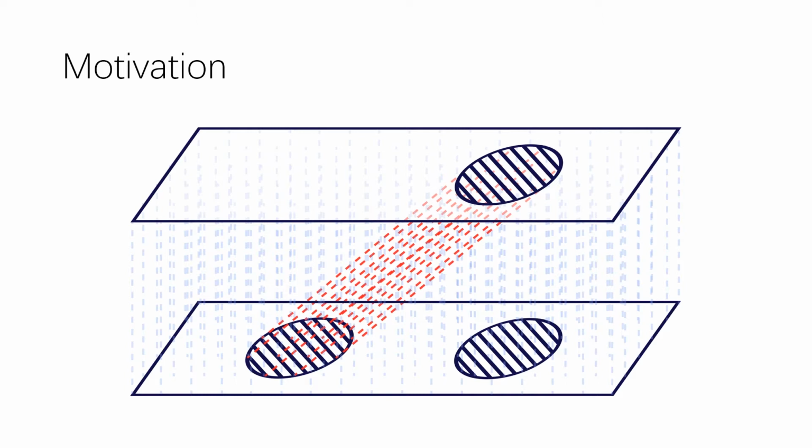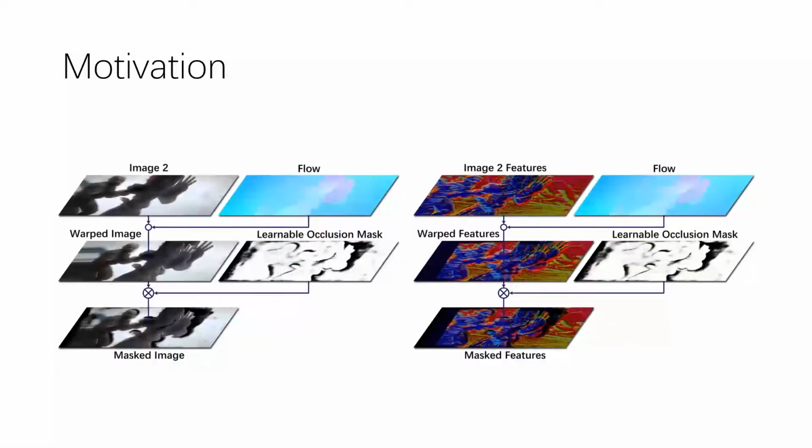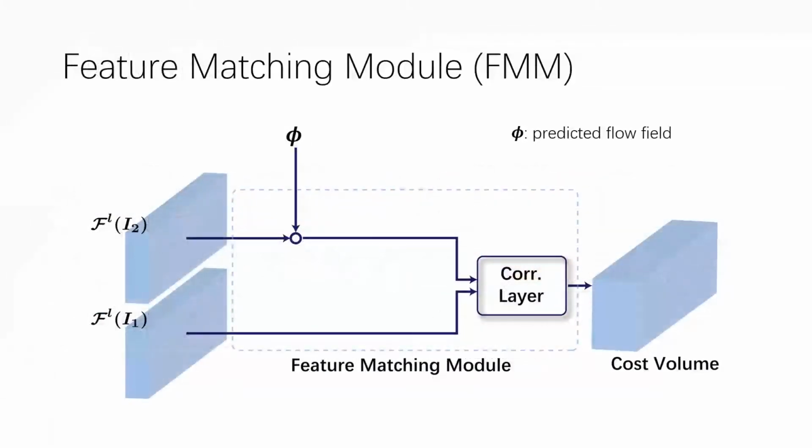Are they distinguishable without being supervised of occlusions? We answer this positively by showing that the network can indeed learn to mask such area without any explicit supervision. We first review the plain feature matching module as used in PWC-Net, consisting of the warping operation and the correlation layer. Here, phi denotes the predicted flow field.